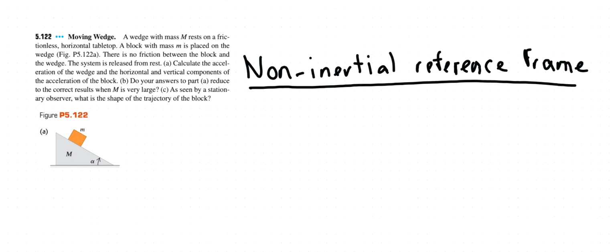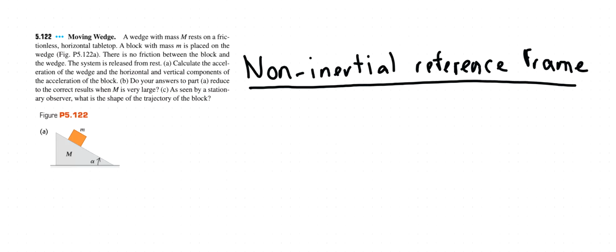When you solve a problem using a non-inertial reference frame, to make it useful and be able to apply the modified versions of Newton's laws in that frame, you want to offset the acceleration of the reference frame by a fictitious force. But more on this as we solve the problem.